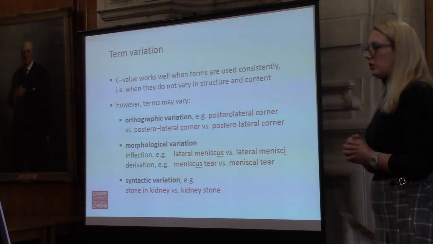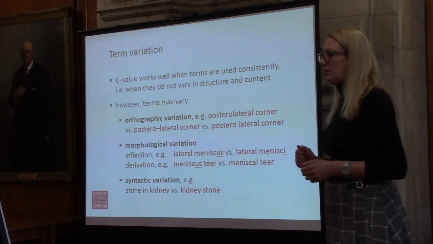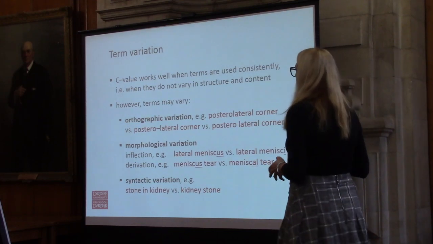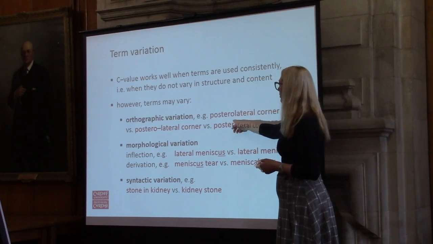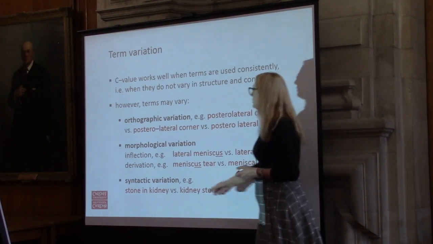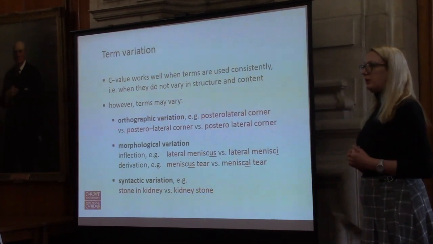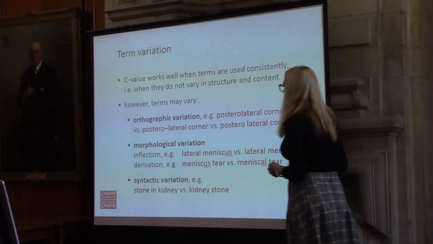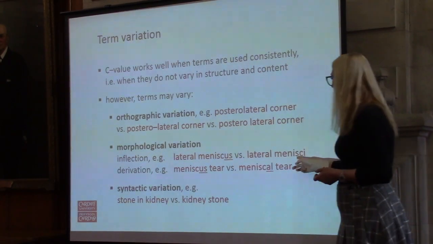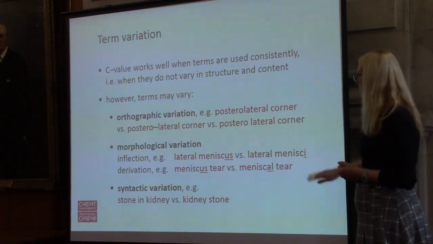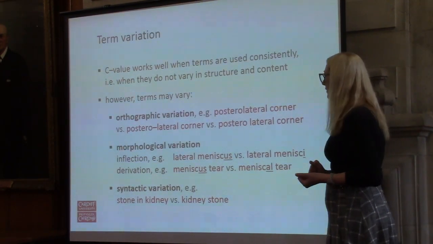So this approach works well when terms are used consistently. You use them every time in the same way. However, terms do vary, so we have lots of orthographic variation. So here we have posterolateral corner without white space, with white space, or with hyphen. So if you have things like this, then it messes up the formula before. There's also lots of morphological variation, like lateral meniscus, plural and singular, will be different here.